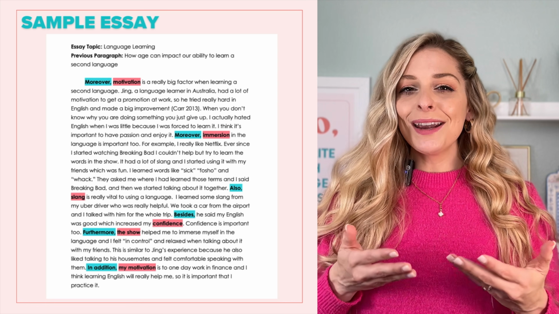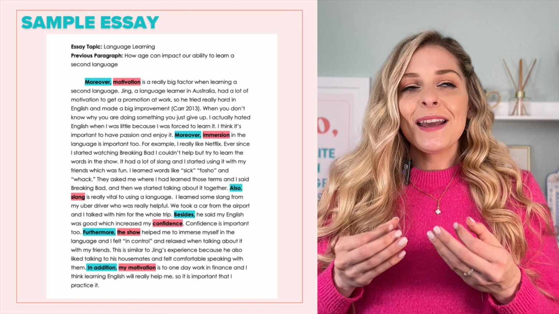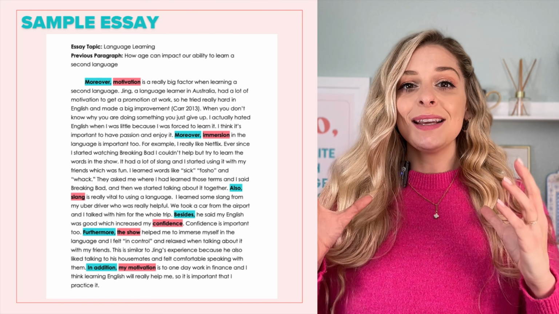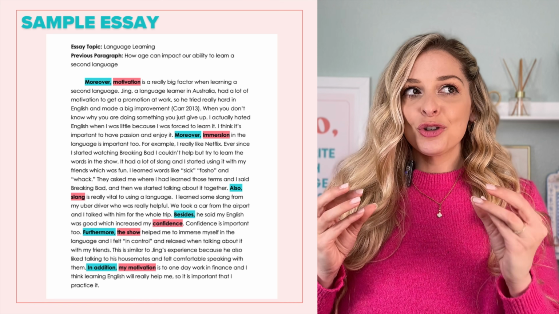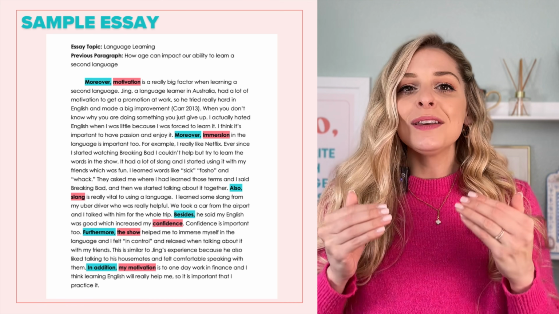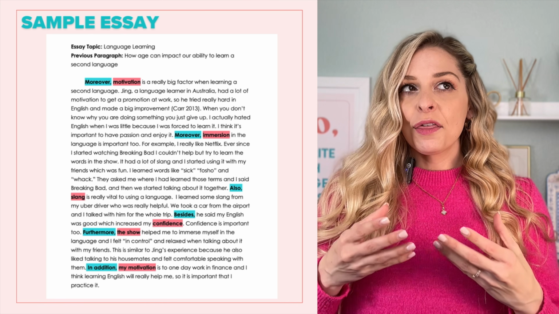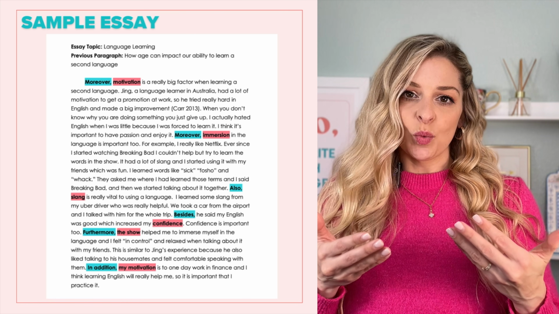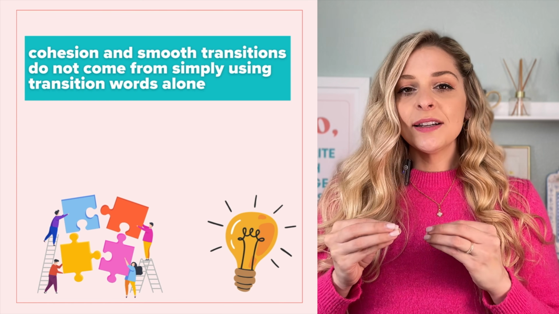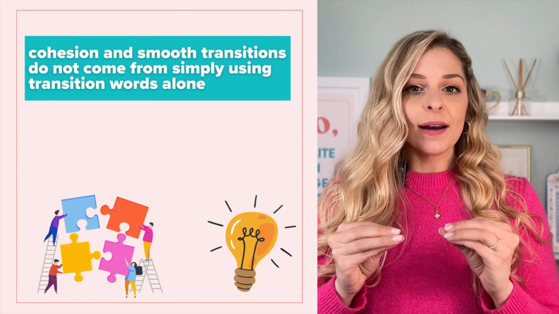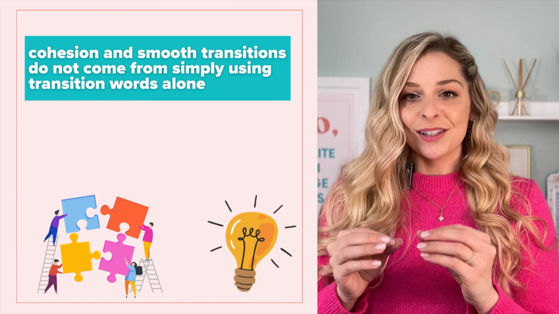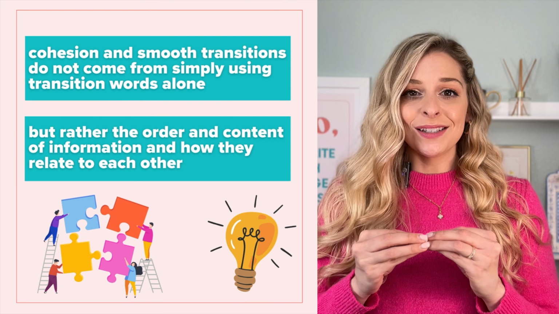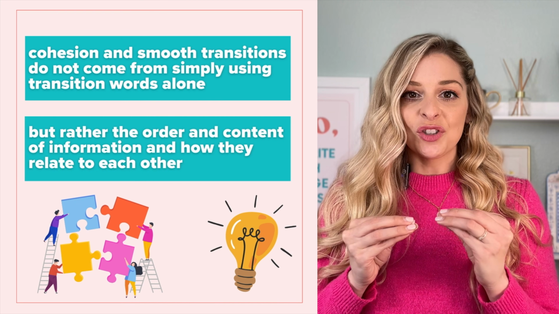And then the student tries to come back to the main point of motivation using in addition. So something I notice with my students is they almost try to list a bunch of different ideas within a single paragraph and then transition between them with these transition words. And then they think that they are creating smooth connections because they are using these words. However, cohesion and smooth transitions do not come from simply using transition words alone, but rather the order and content of information and how they relate to each other.